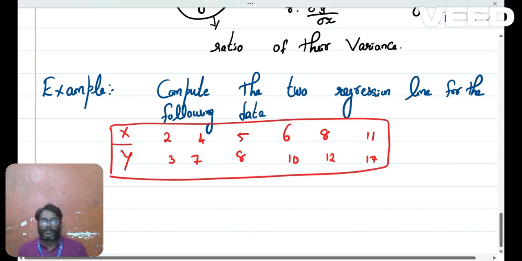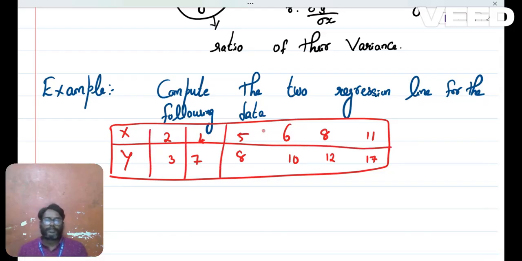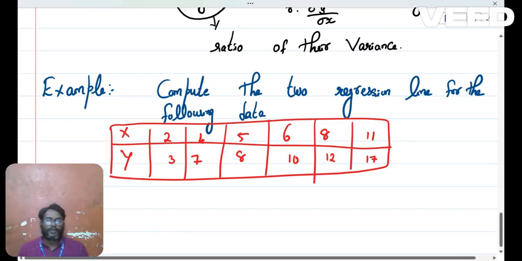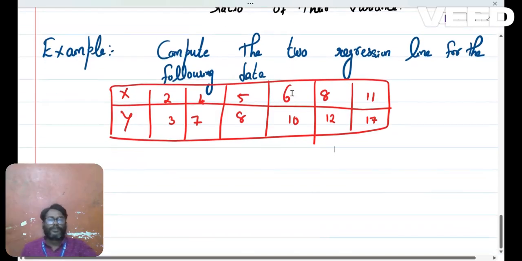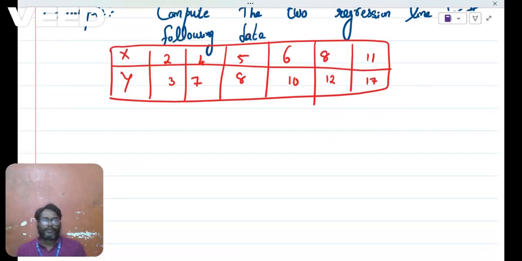For that, we need the following values: n, sigma x, sigma y, sigma x square, sigma y square, and sigma xy. So we'll compute all the values first. Here n is equal to 6. Next we'll write the x value, y value, x square value, y square value, and xy value. These are the values required.